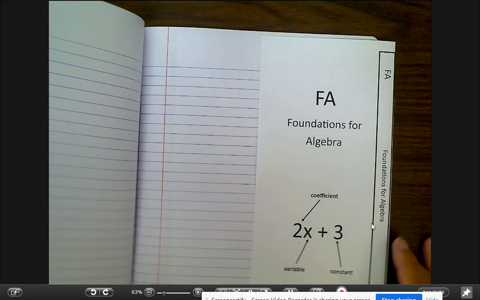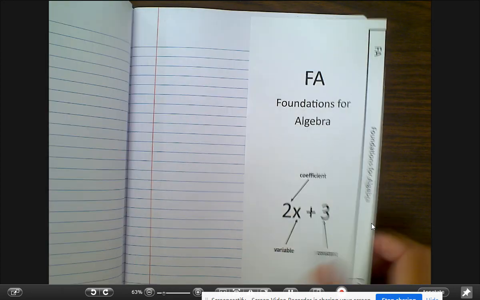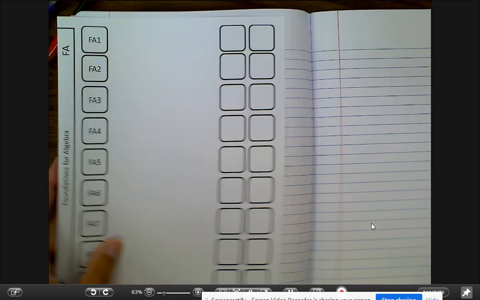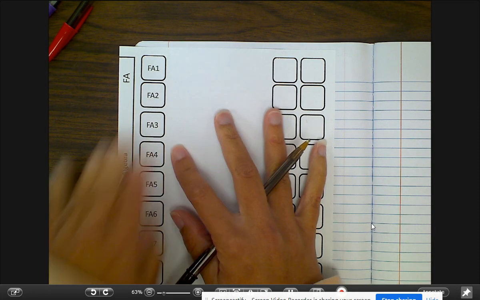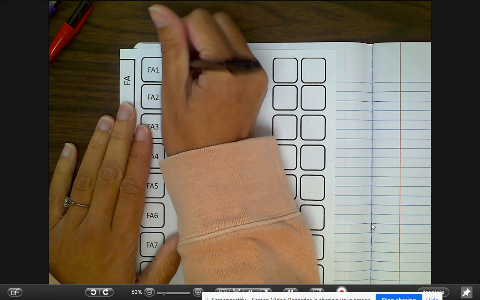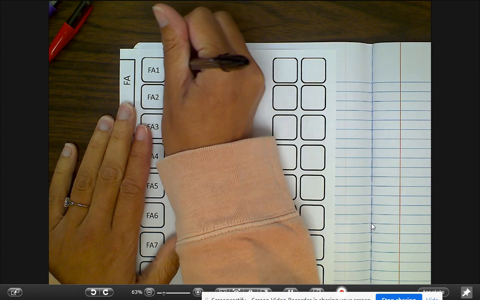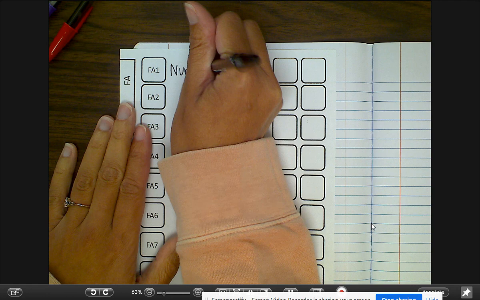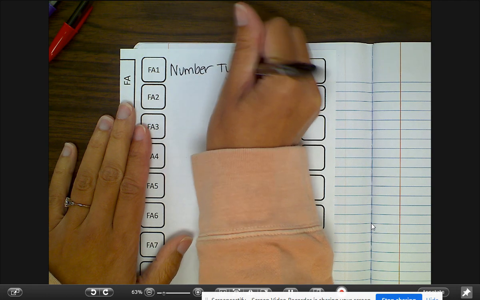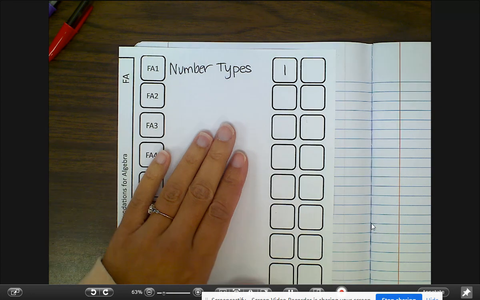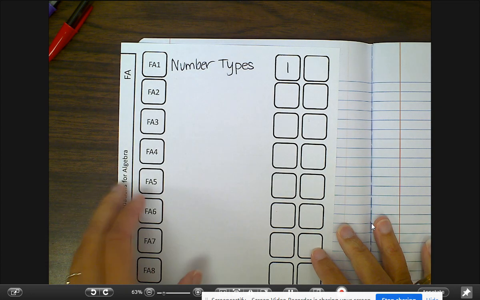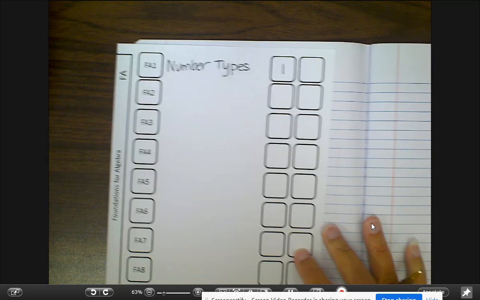Hopefully pretty basic concepts. And so if we turn the page there, we are going to fill out our table of contents. So the first topic that we're going to talk about is different types of numbers. So I'm going to call this number types. And we're going to do that just on page 1. So like that. And then on page 1, which is going to be right across from this, I'm going to label it as page 1.